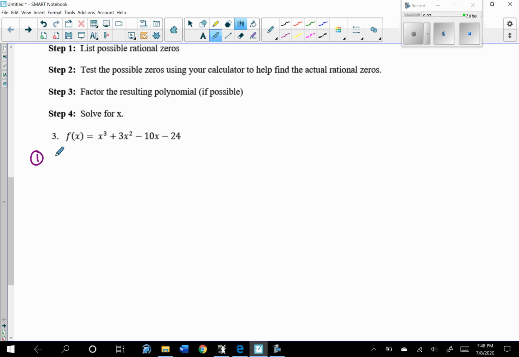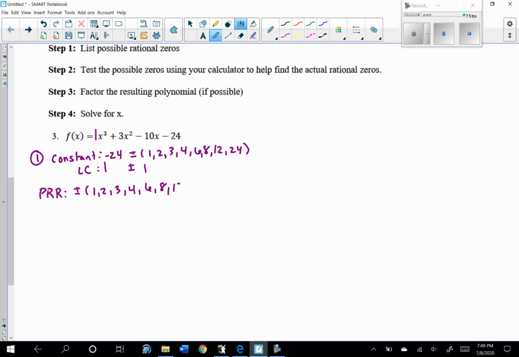So first we have the constant, which is, in this case, negative 24, and the leading coefficient, which is, of course, 1. So we want factors of 24, plus or minus 1, 2, 3, 4, 6, 8, 12, and 24. Again, if you need to use your calculator, you can, over plus or minus 1. So that means that the possible rational roots are plus or minus 1, 2, 3, 4, 6, 8, 12, and 24.